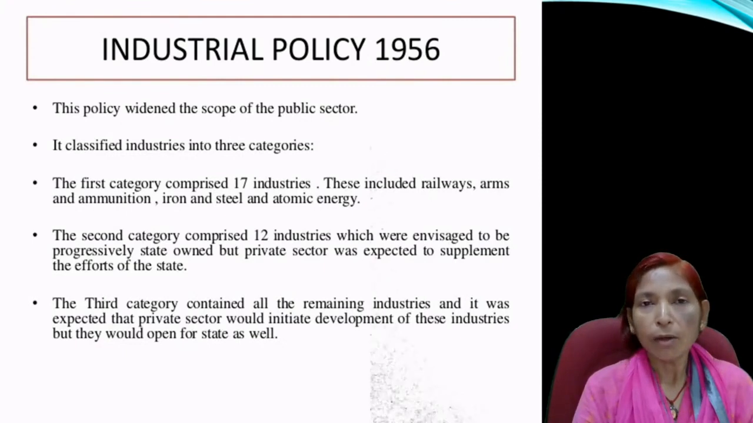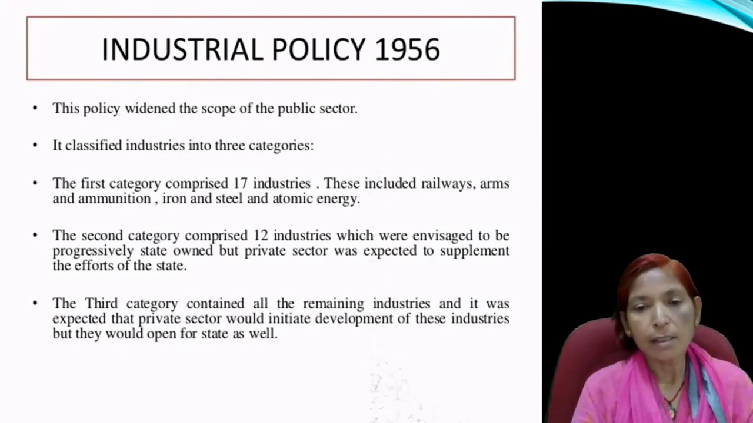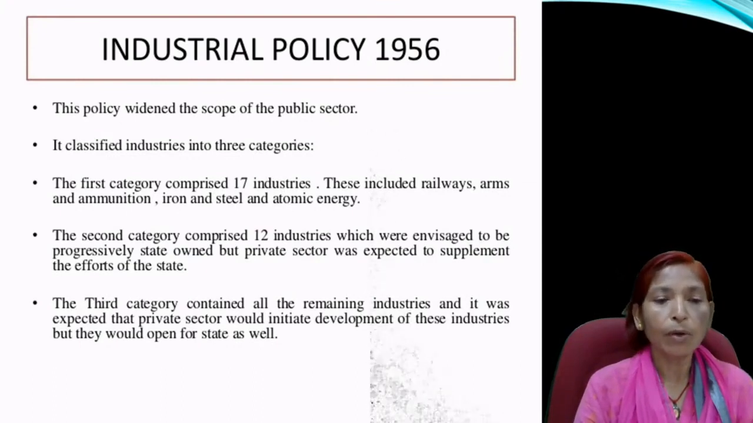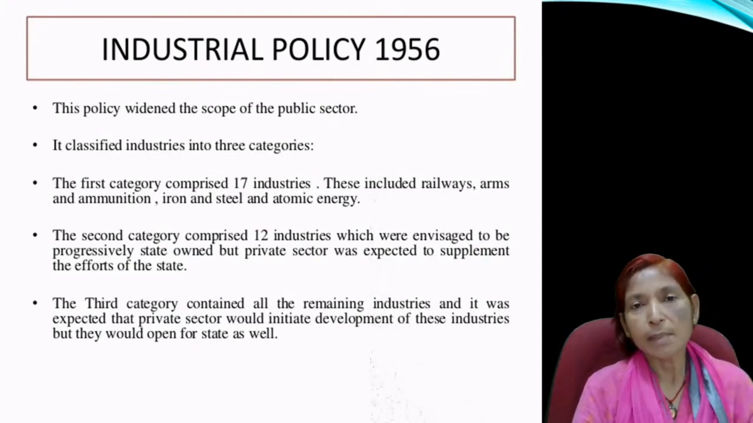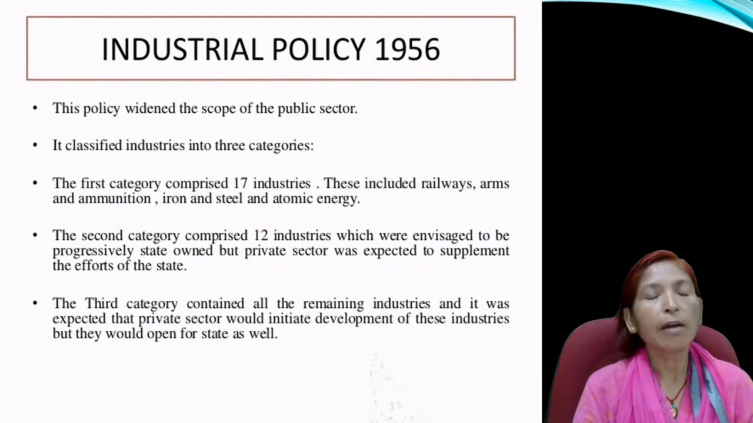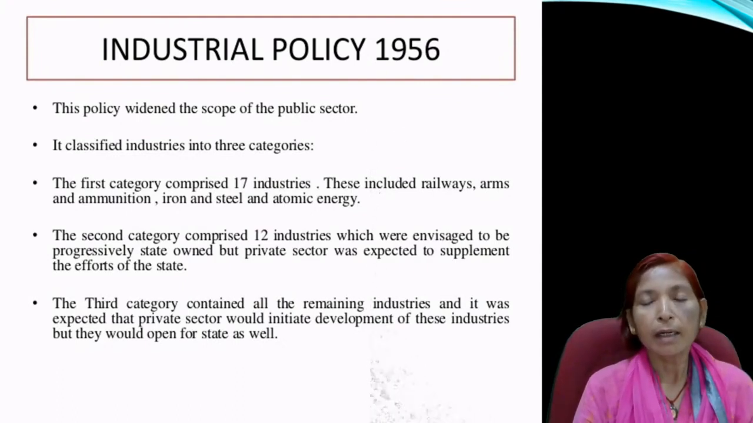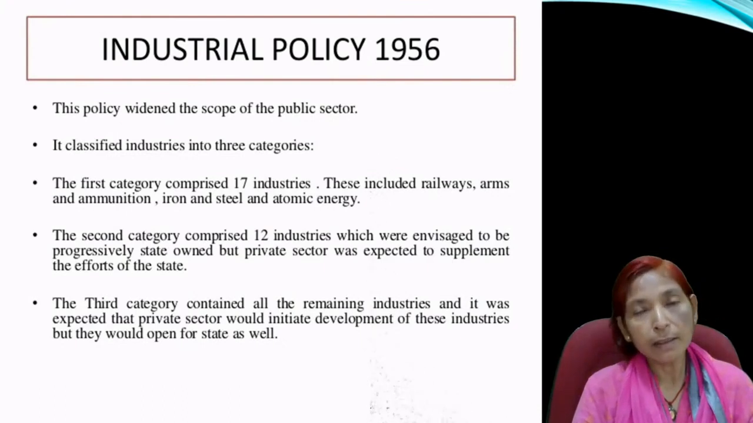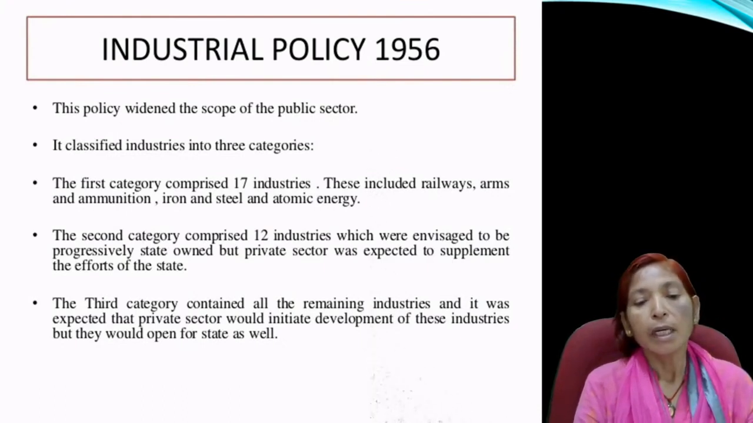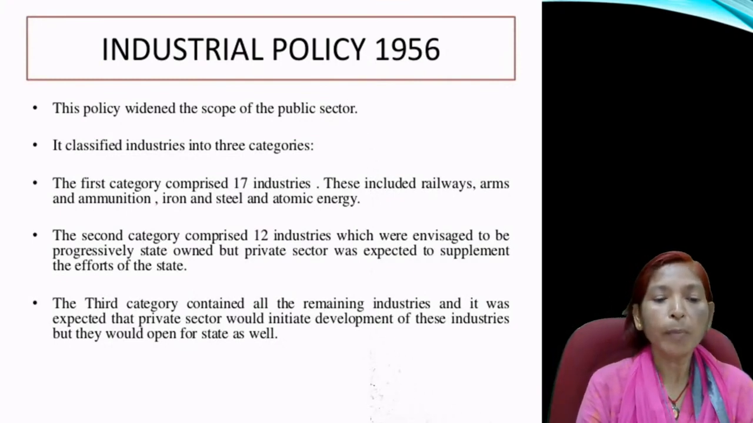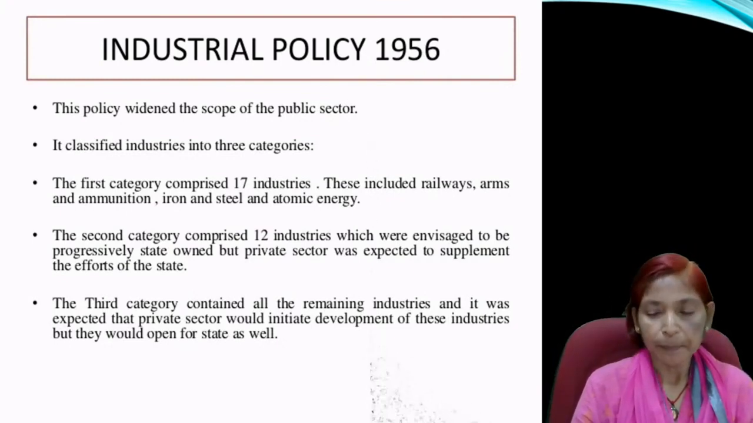And the second category comprised 12 industries which were envisaged to be progressively state-owned, but the private sector was expected to supplement the efforts of the state. And the remaining industries were kept in the third category, which contained all the remaining industries, and it was expected that the private sector would initiate development of these industries, but they would be open for the state as well.